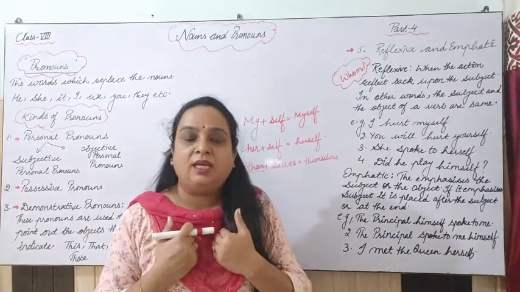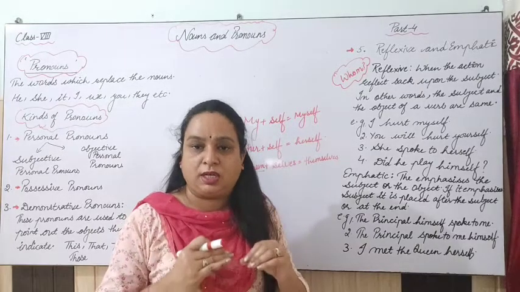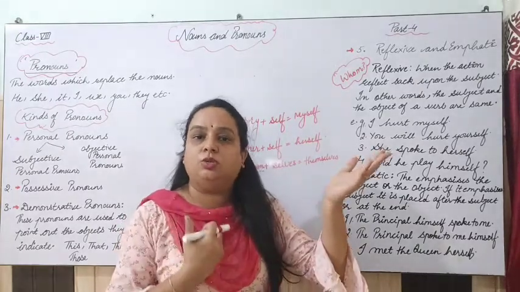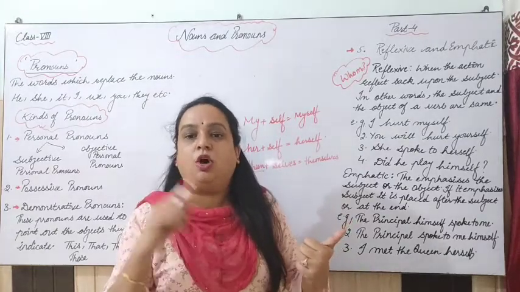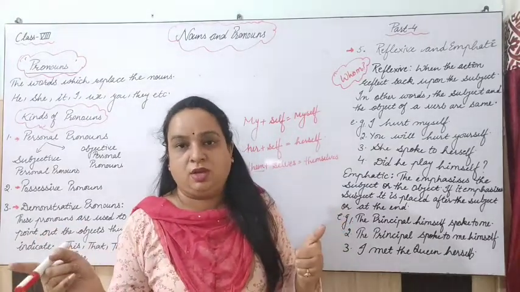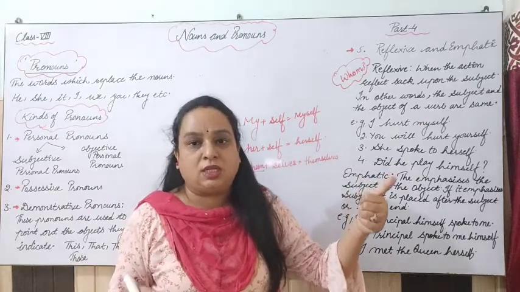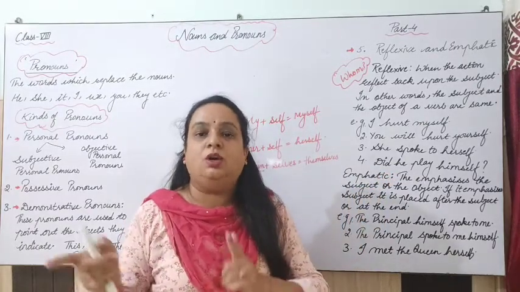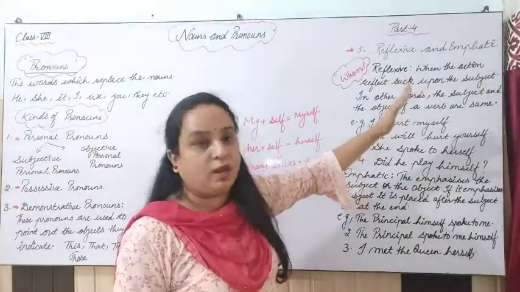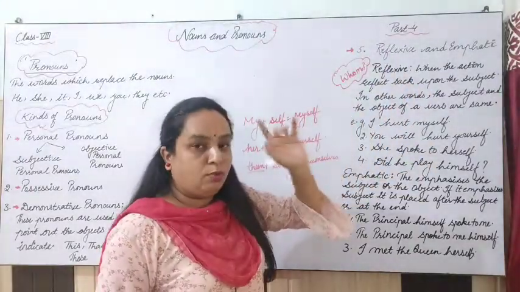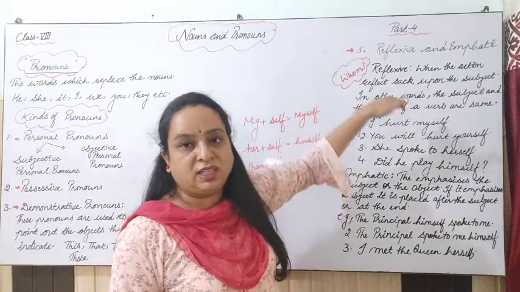Means if I is the subject, the object is also myself. If she is the subject, the object will be herself. If they is the subject, themselves will be the object. So this is the case in the category of reflexive, right? And one more trick I will give you to find out the reflexive one.